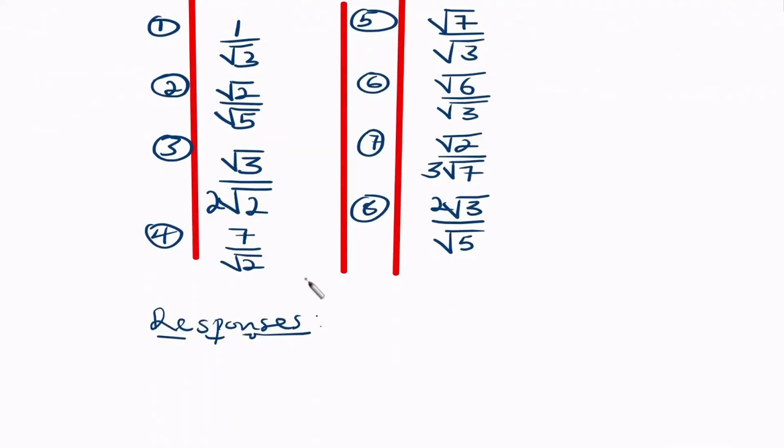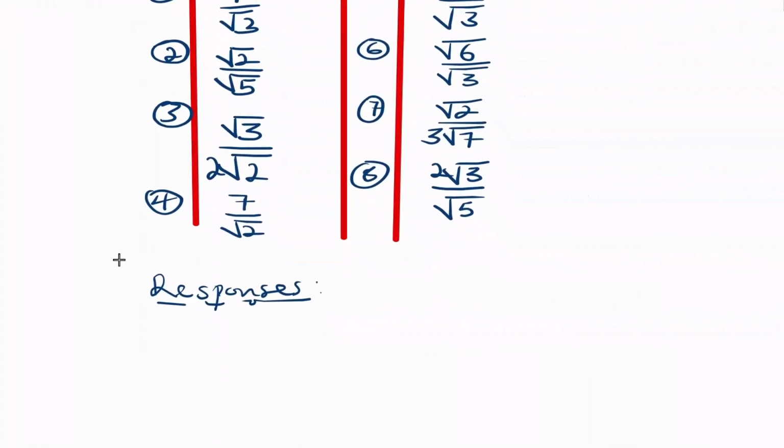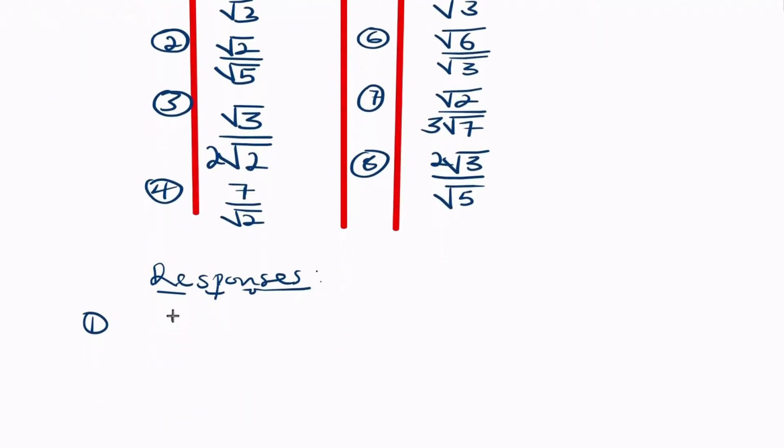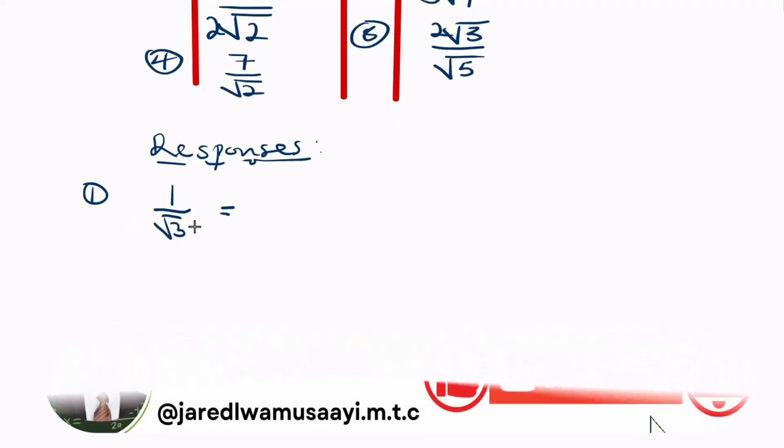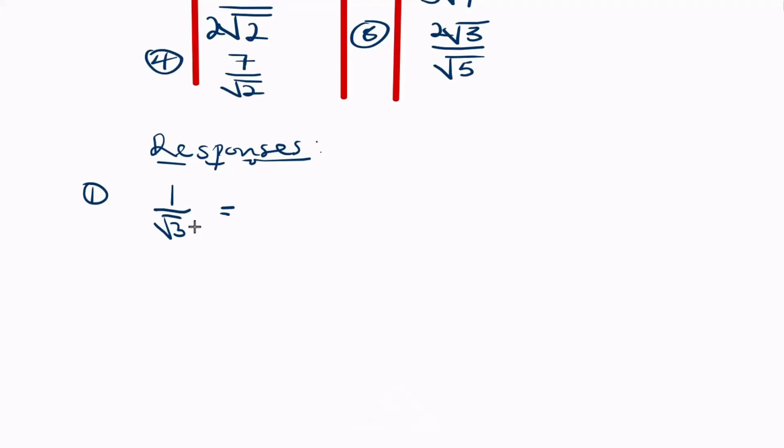So now let's kickstart our responses. Straight away, let's begin with number 1. We have to rationalize a surd which is 1 divided by root 3. Here what we do is multiply the numerator and the denominator by the denominator. This is what I mean. We have our expression, 1 divided by root 3. We multiply the numerator by the denominator and also multiply the denominator by itself.